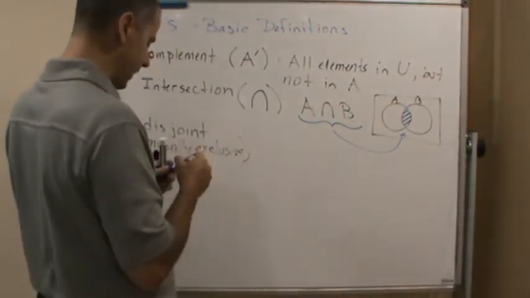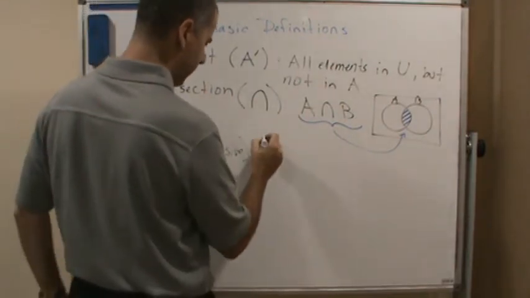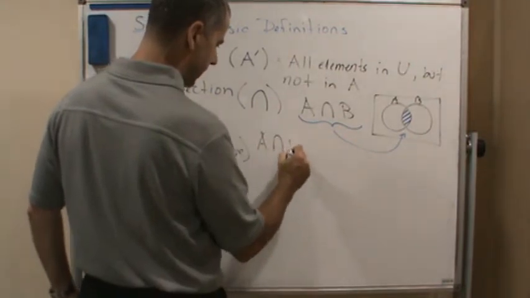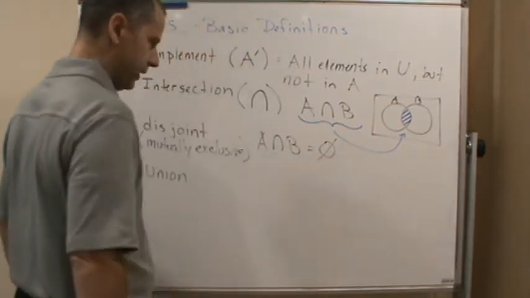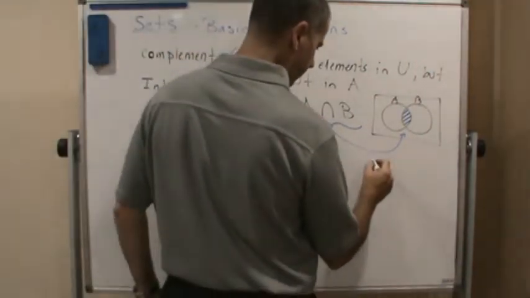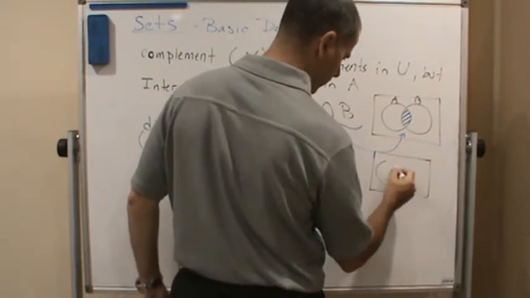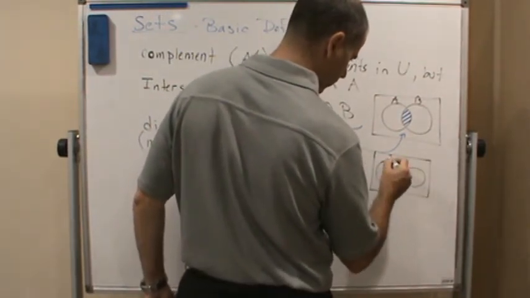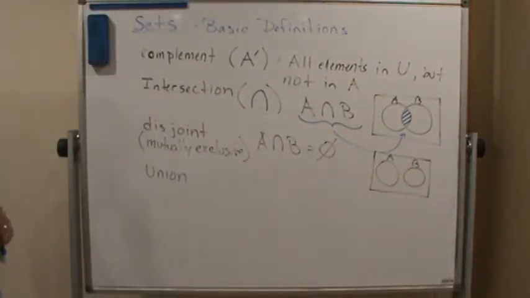So if two sets are disjoint, then we would say that A intersect B is equal to the empty set. And visually, with a Venn diagram, we would represent it this way. Those are two disjoint sets.